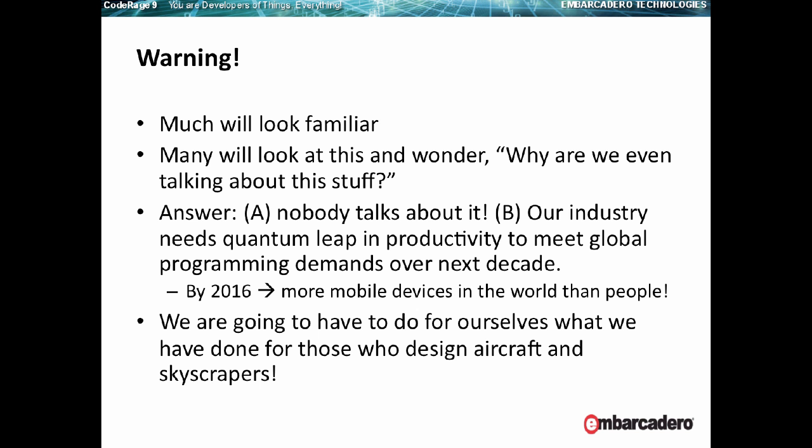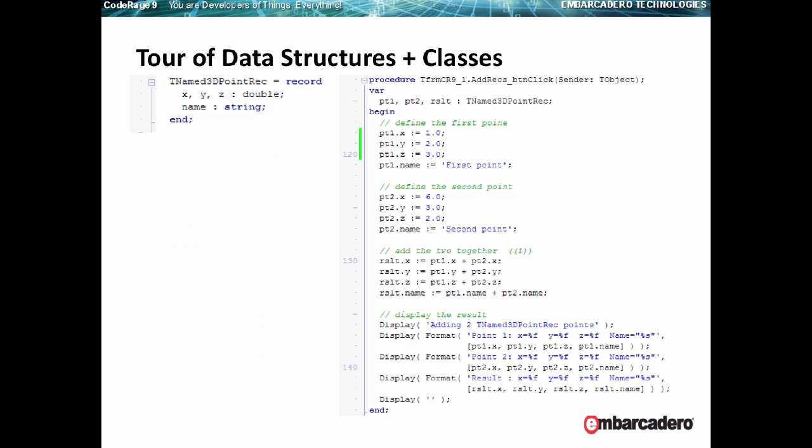The second answer is our industry needs a quantum leap in productivity to meet the global programming demands we're seeing over the next decade. You know, I've heard that by 2016 we're going to have more mobile devices in the world than people. There's a lot of applications that are going to get built and not enough programmers to build them. So we're going to have to do for ourselves in this industry what we have done for people who design aircraft and skyscrapers. So, a really quick tour of some data structures and classes just to form a foundation.